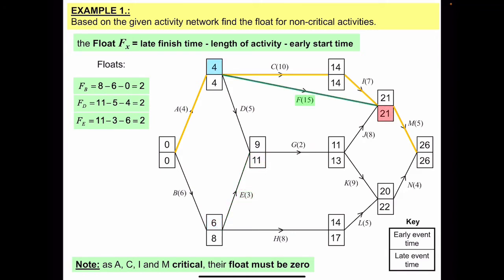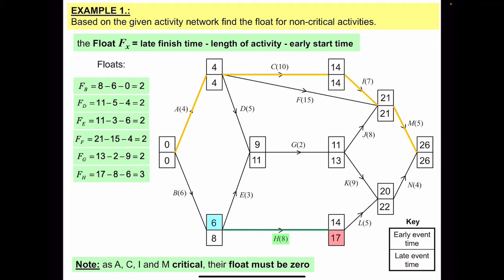Take a pen into your hand or somewhere to write it and then complete this one. So F. The next one should be G. And the last one for now should be H. So complete that one and then you can compare it. So F should have a float of 2, G a float of 2, and H a float of 3.